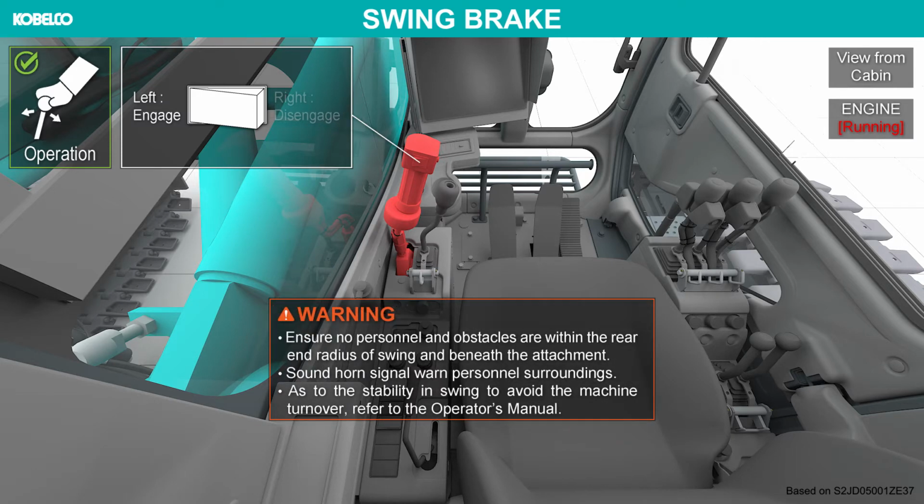Ensure no personnel and obstacles are within the rear end radius of swing and beneath the attachment. Sound horn signal to warn personnel in the surroundings. As to the stability and swing to avoid the machine turnover, refer to the operator's manual.